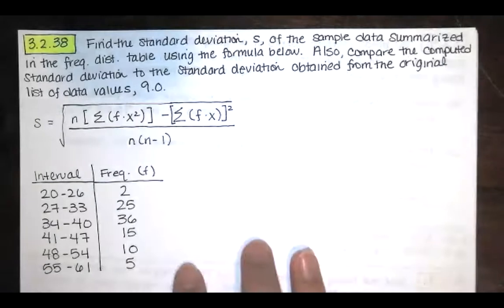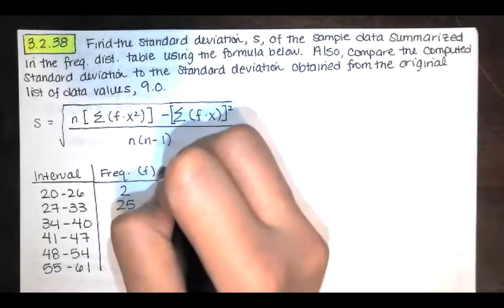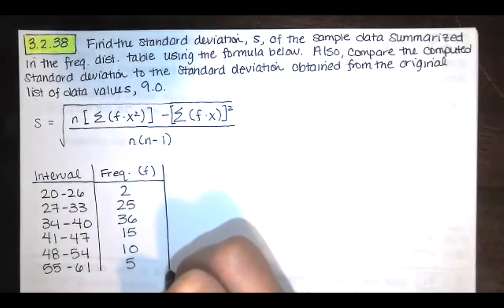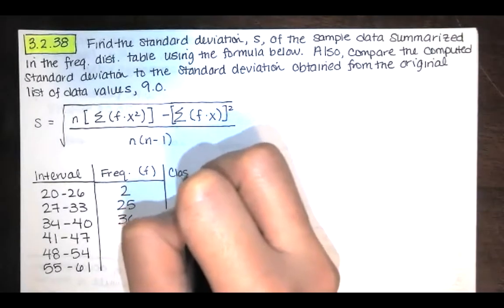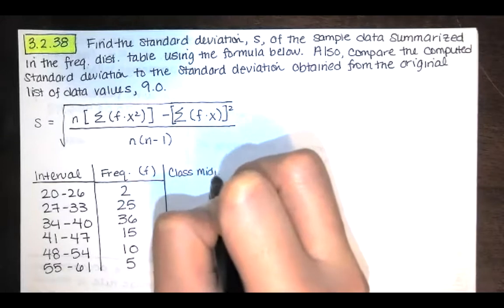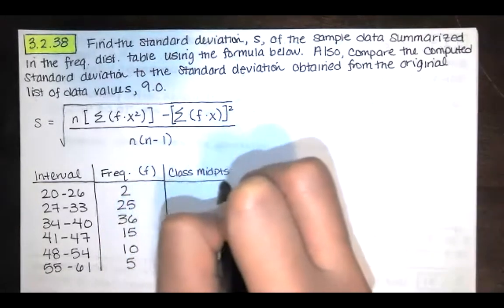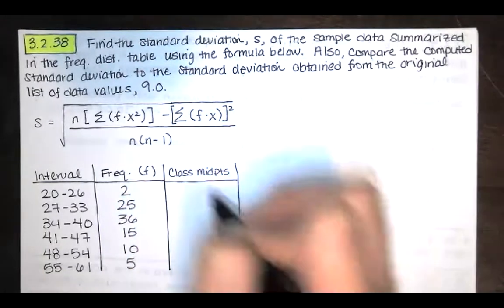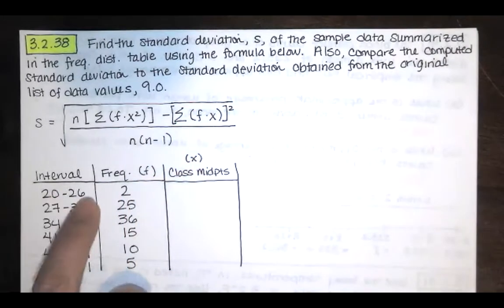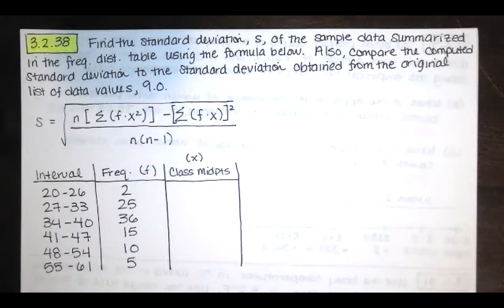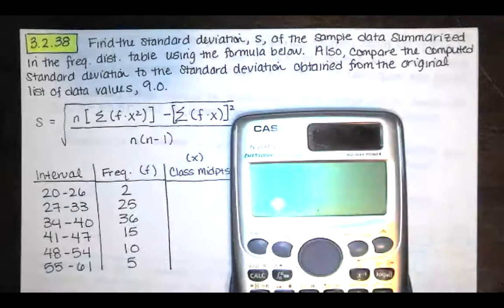So if I'm doing this on a piece of paper without using technology, the first thing I need to do is find the class midpoints. Those are our x values. And remember how we do that. The class midpoint is just the mean of the lower class limit and upper class limit. So you add those two together and divide by 2.